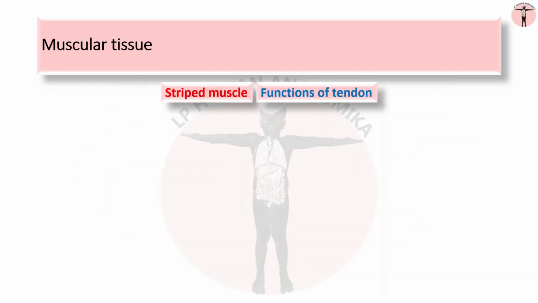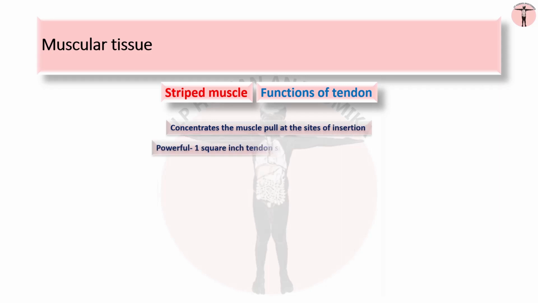Let us see what are the functions of a tendon. It concentrates the muscle pull at the sites of insertion. It is immensely powerful so that a tendon whose cross-sectional area is 1 square inch can support a weight of 9,700 to 18,000 pounds. The fibers of a tendon are twisted or plaited so that the muscle pull is distributed to all points at the site of insertion.